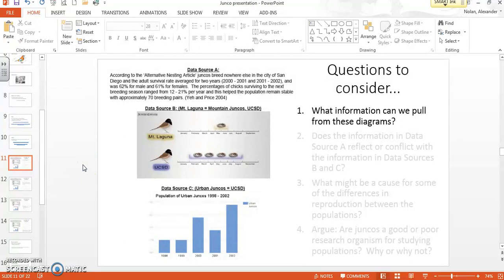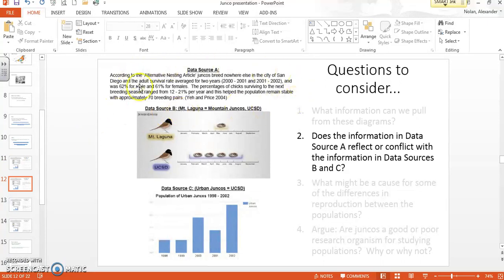So these are the kinds of questions that you're going to want to consider, and I want you to respond to these if you haven't already. I want you to actually respond to them in your student sheet. What information can we pull from these diagrams, especially B and C? Would this be helpful in figuring out how these populations interact with their environments? Why or why not? Especially B and C, what can we figure out from that, and is it helpful?